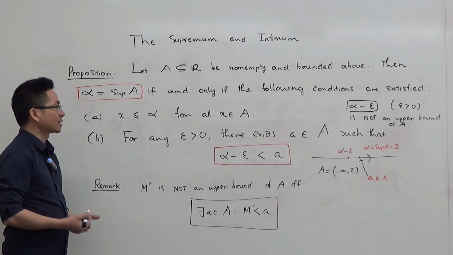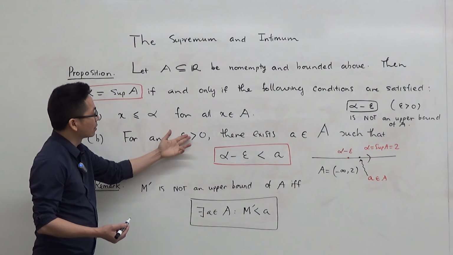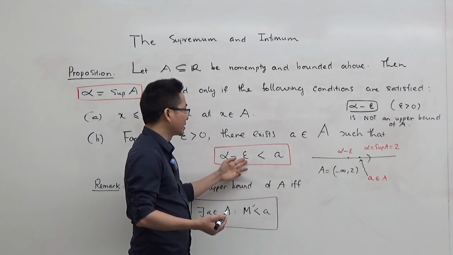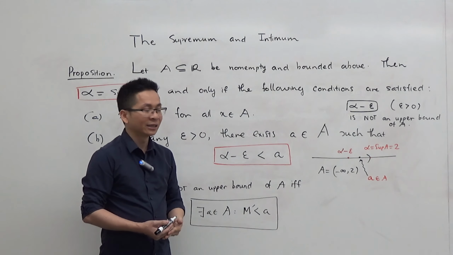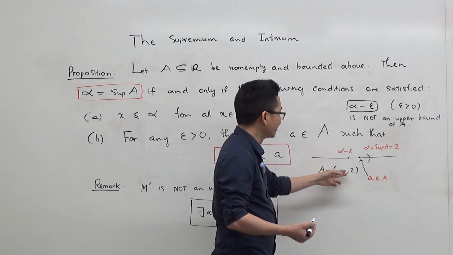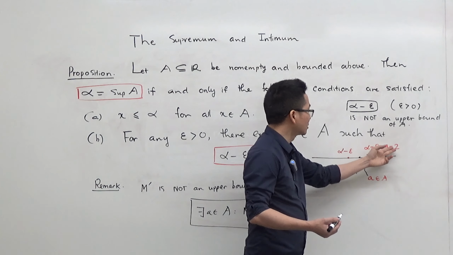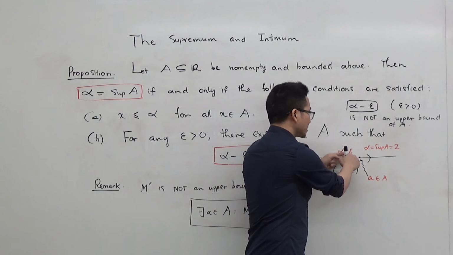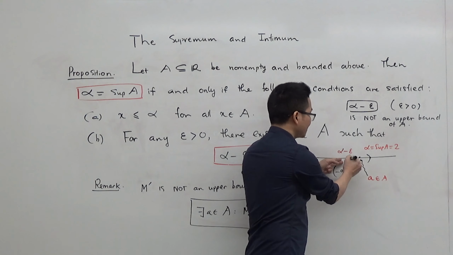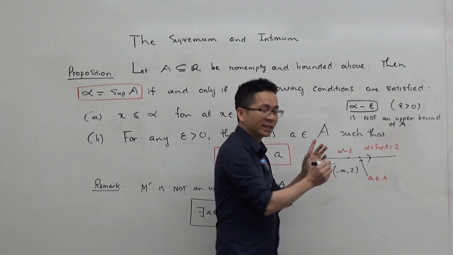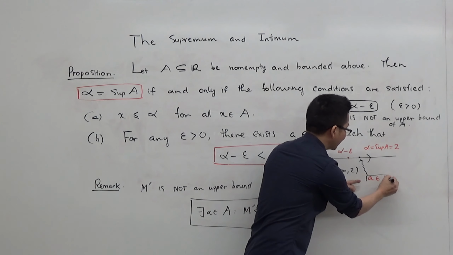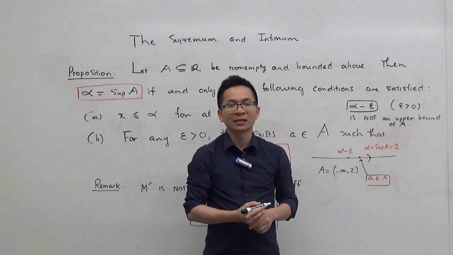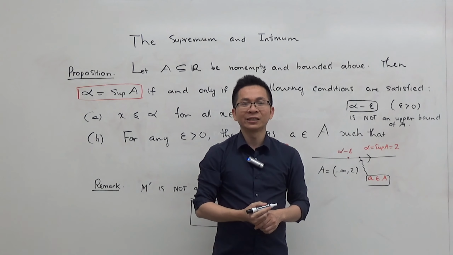And the second condition says that for any positive real number epsilon, there exists an element a in A such that alpha minus epsilon is strictly less than a. In this example, A is the interval (-infinity, 2). As you know, alpha equals 2 is the supremum of the set A. Now, if you subtract a positive real number epsilon from alpha, then this proposition says that there should be some element a in A such that a is strictly greater than alpha minus epsilon. How can we prove this proposition?